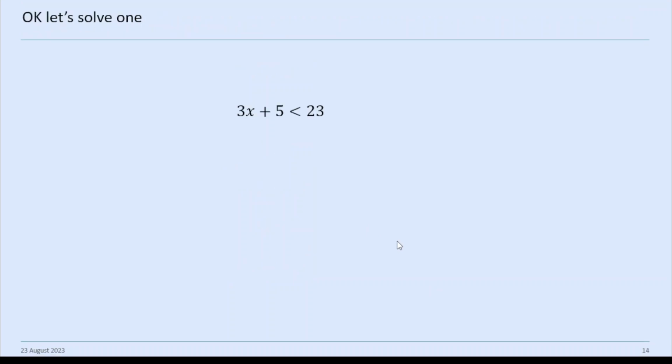Okay, let's solve one. So 3x plus 5 is less than 23. So we take 5 from both sides. 3x is less than 18. We divide both sides by 3. x is less than 6. It's easy. Here's another one with a minus sign.